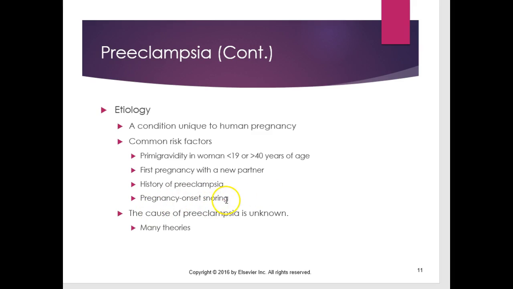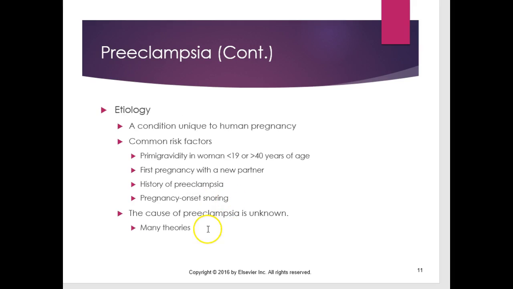If you had a history of preeclampsia, then you run the risk of having it again. Pregnancy onset snoring, because we know that women in their head, all of that estrogen causes all that compression of structures in the head. And so we know with snoring that there is some compressive factors there. So if there's new onset snoring, we're concerned about that. The cause of preeclampsia is unknown. There are very many theories.